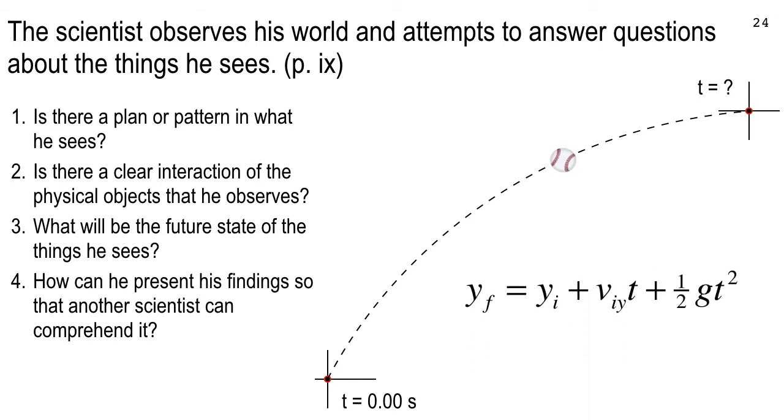Now, here's a very fancy looking formula that Galileo figured out. Y subscript F equals Y subscript I plus V subscript IY times T plus 1/2 GT squared. Now, we're going to hack that equation apart. We're going to take it apart, put it together, and you're going to be very familiar with this equation. You won't be now. This is just a sneak preview of coming attractions. But that's one of the things that Galileo was able to produce.